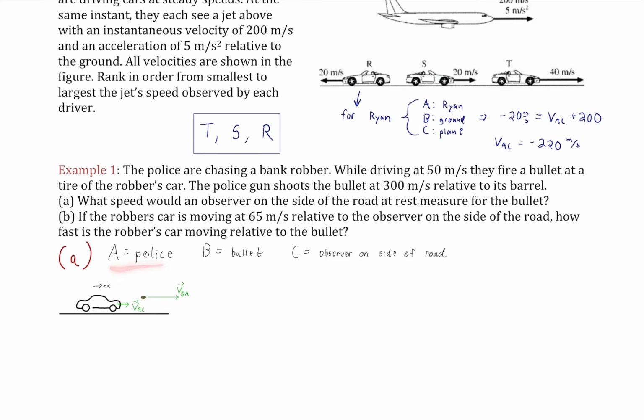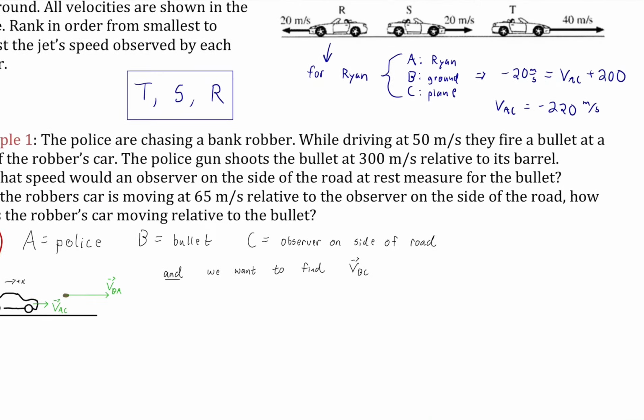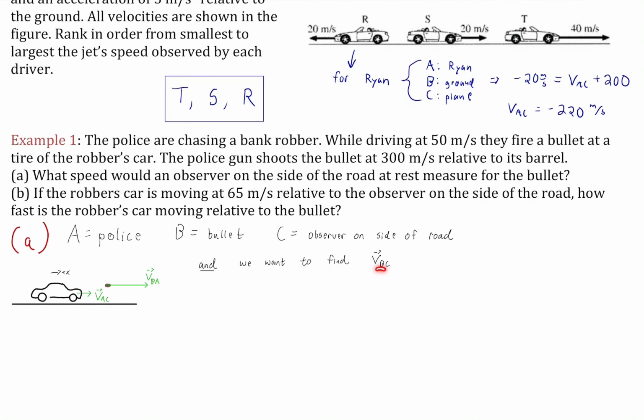So we'll define A for police, B for bullet, C for observer on the side of the road. Here I have a picture showing the two velocity vectors that we know already, and then we're solving for the third. We want to find VBC, the velocity of the bullet relative to the side of the road. B for bullet, C for side of the road. All right, set up our velocity equation. Notice that the velocity equation we confirmed a minute ago with our graph on the key terms is consistent with tip-to-tail addition. What we see here is AB on one side, and then on the right-hand side it's AC, CB.